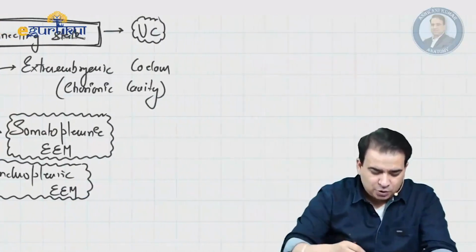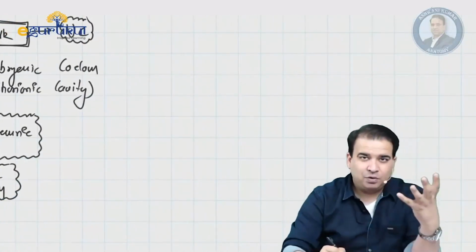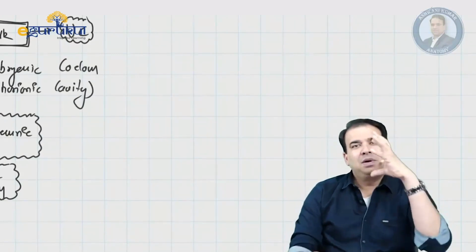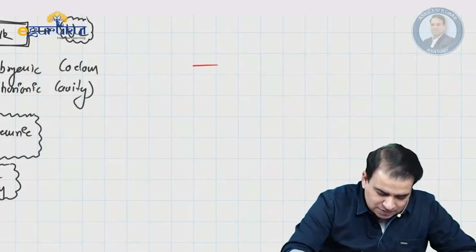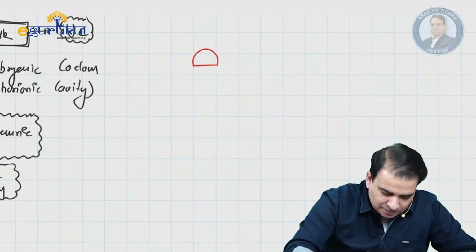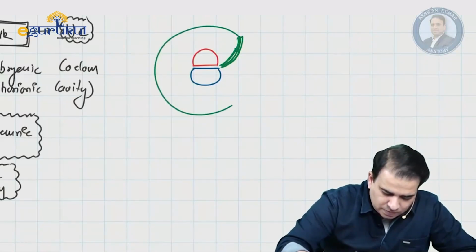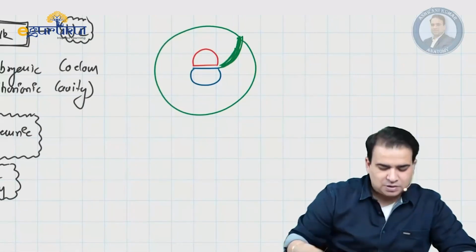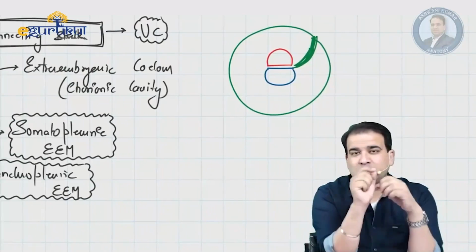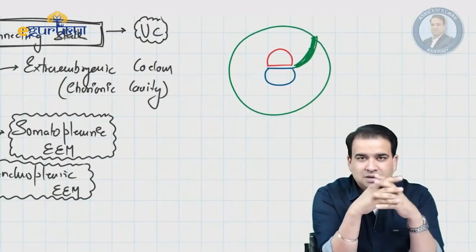I mean, if I try to show you the same picture, but from the side view, let's say this view is from the front, but if you see it from the side, it will be something like this. This is the amniotic cavity. This is the yolk sac. And let me use the green color here. This is how the connecting stalk is. That is how the connecting stalk is present. So remember, the connecting stalk is connected to the bilaminar germ disc here.